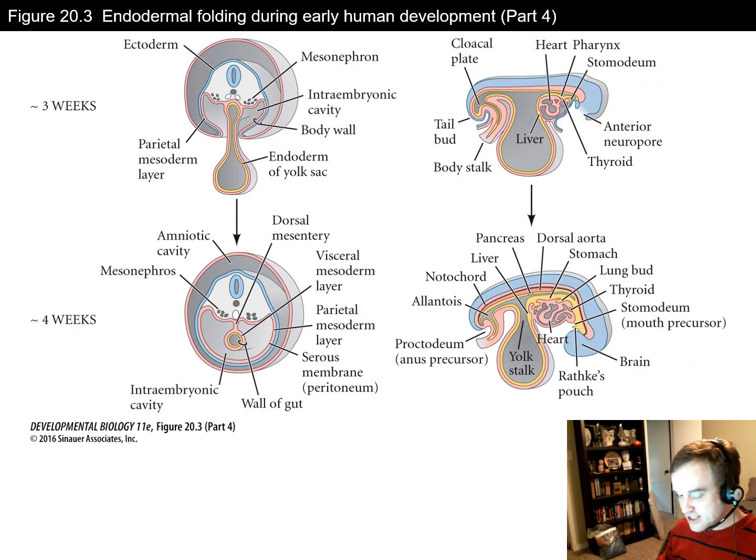At about 4 weeks, as you can see, we're continuing on to develop these organs that are surrounding the digestive tract here. We have the pancreas now starting to emerge, along with further development of the liver underneath the heart that is developing those chambers. The stomach is starting to develop anteriorly to the yolk sac, and we're getting lung buds right next to the heart there, in addition to the thyroid and the beginning of the mouth.